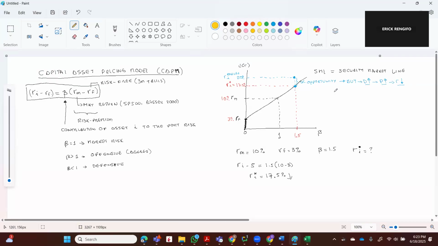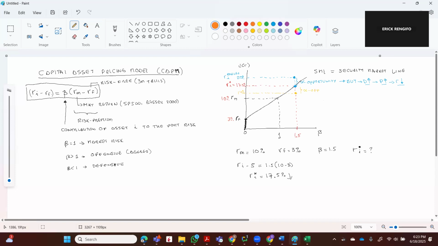Okay, so of course, this was the optimal case. What happens if your asset is supposed to provide you 17.5, but indeed provides you only, I don't know, let's say 14%? This is another case, okay? So this is case A, case B. This is also called an alpha opportunity.